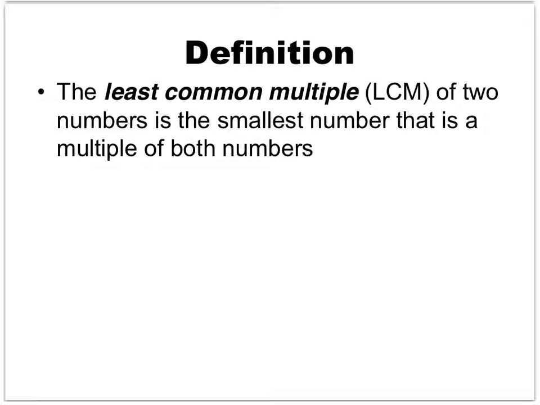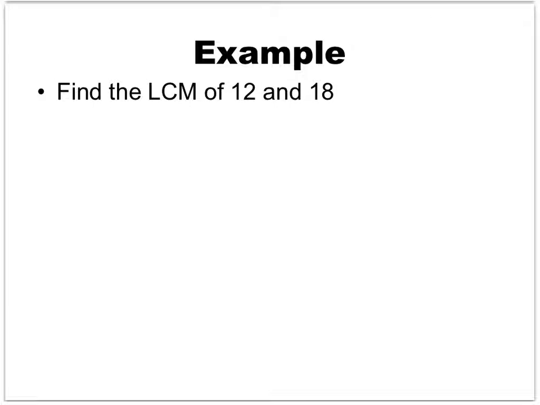The next definition is the least common multiple. The least common multiple of two numbers is the smallest number that is a multiple of both numbers. So we're going to start off with two numbers, and we want to find the smallest number that is a multiple of both of those numbers. So let's illustrate this with a simple example of finding the least common multiple of the numbers 12 and 18.